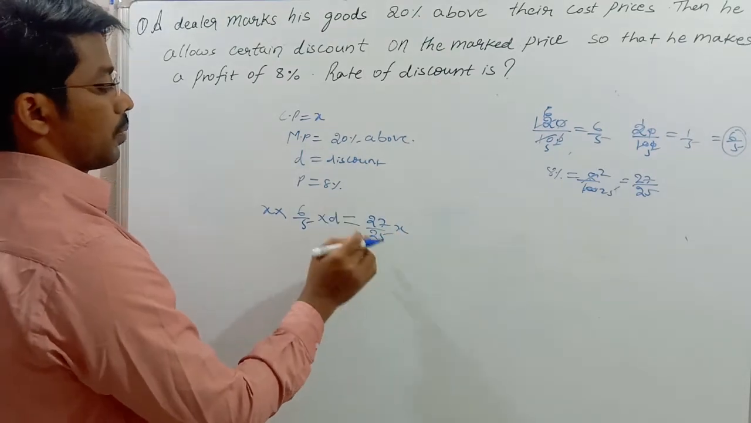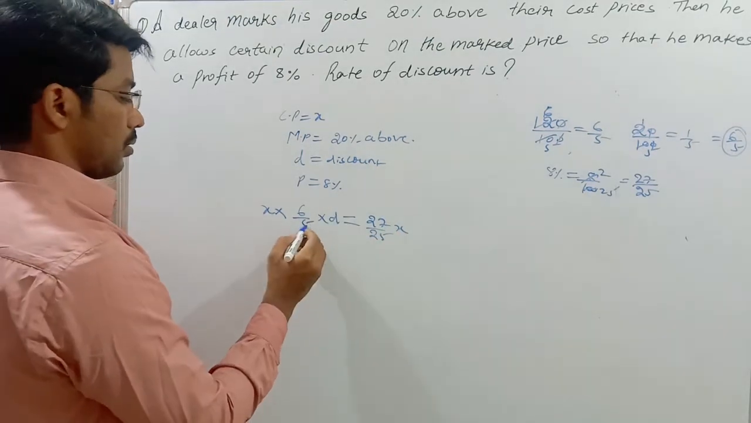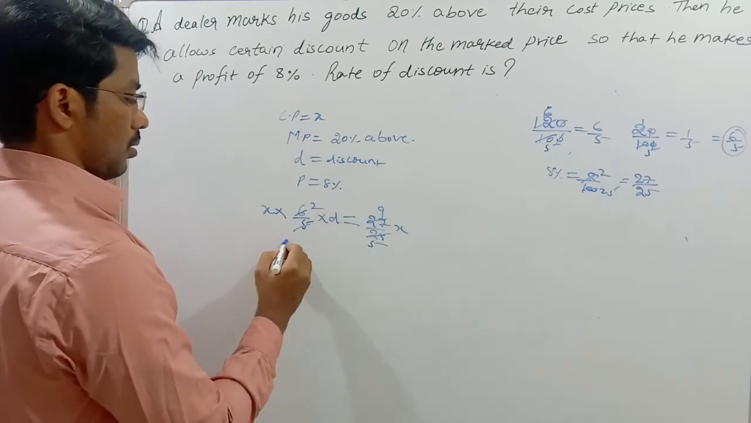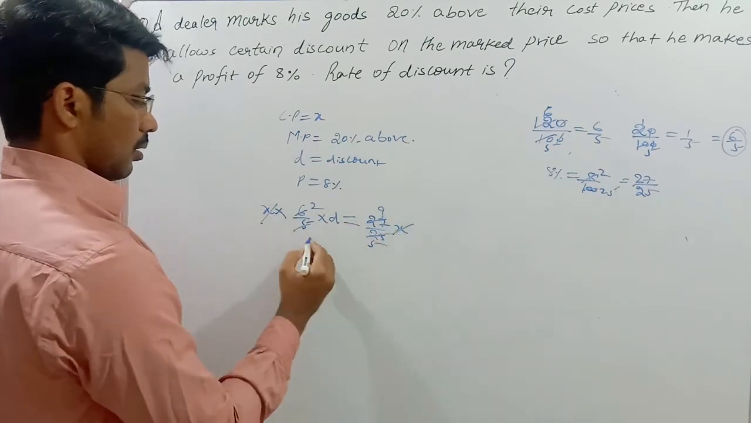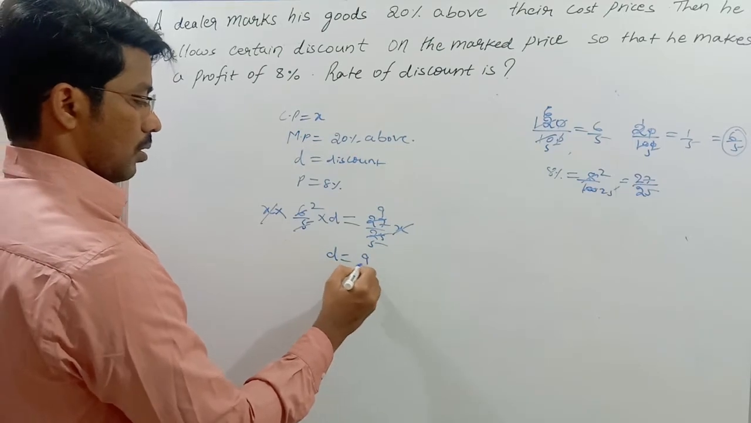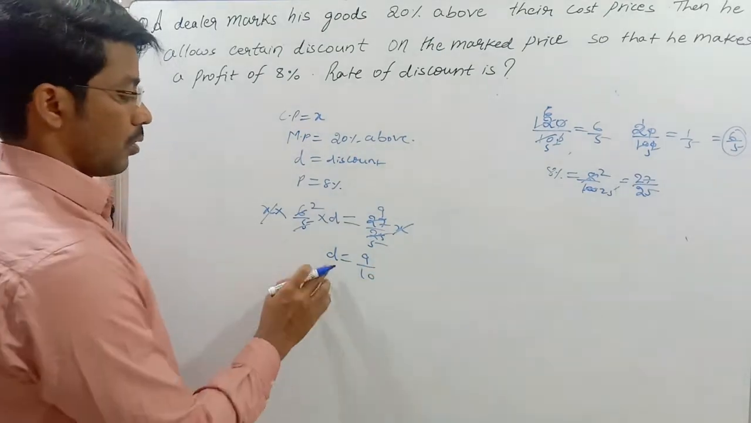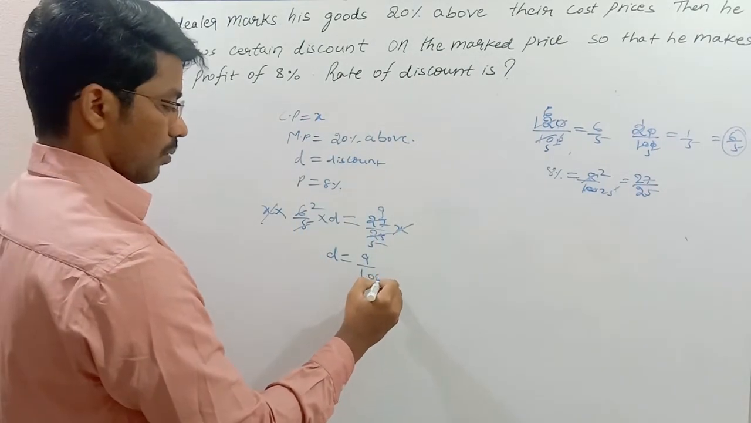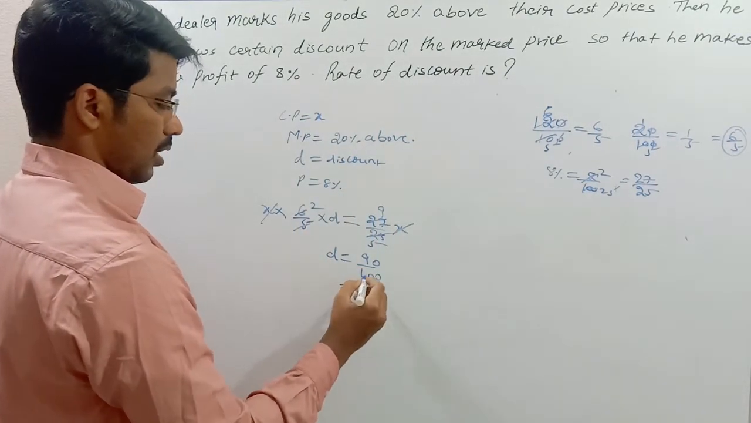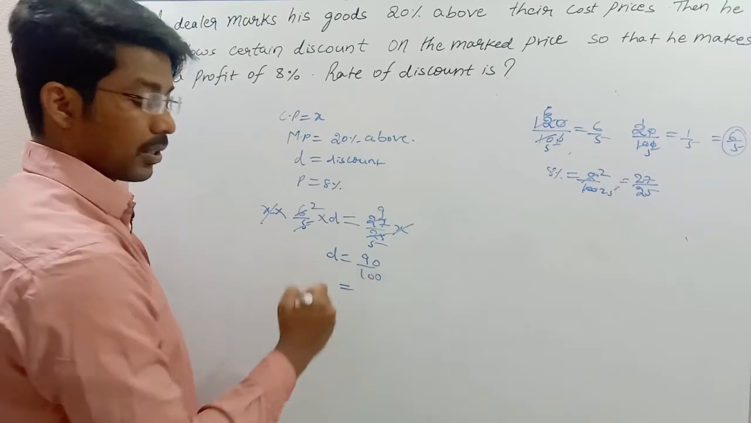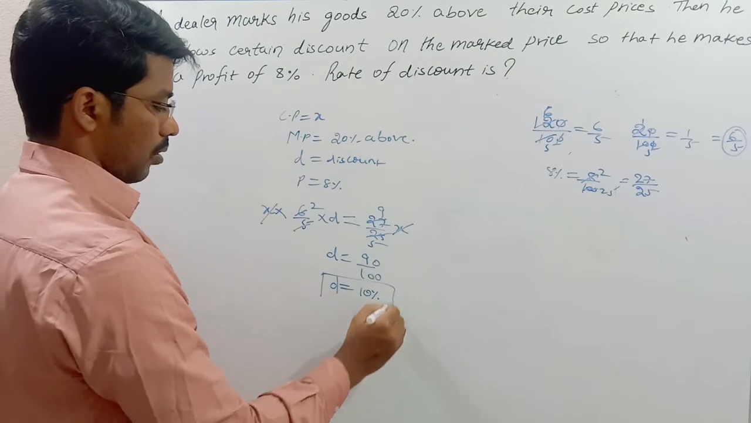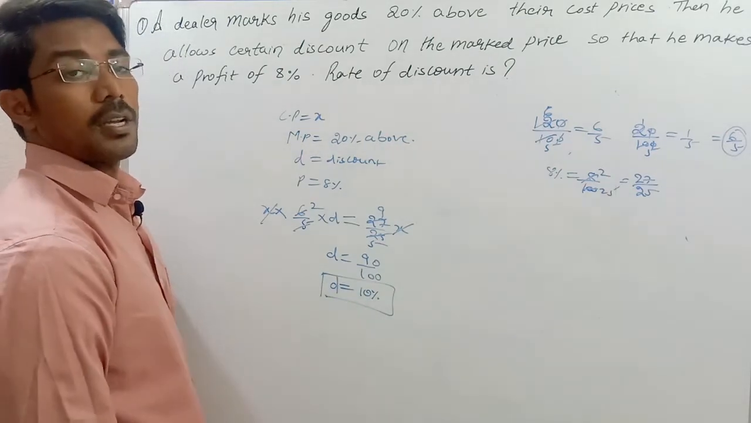So X is the cost price, and he is getting the profit of 8%. So 5 into 5 is 25, 3 into 9 is 27, X and X get cancelled, so D is equal to 9 by 10. We have to find the rate of discount, so put 0 in here, then we get 90%, so 10% is the discount given by the dealer.